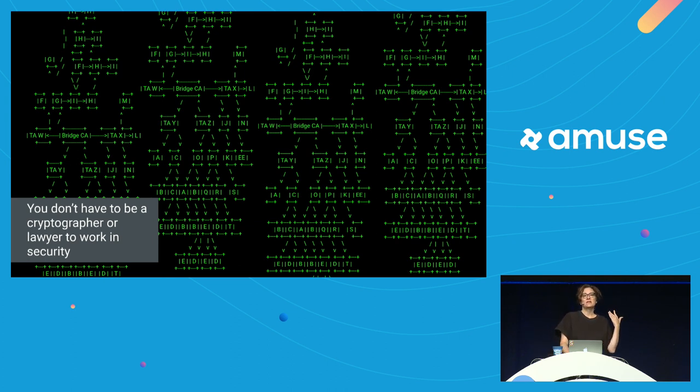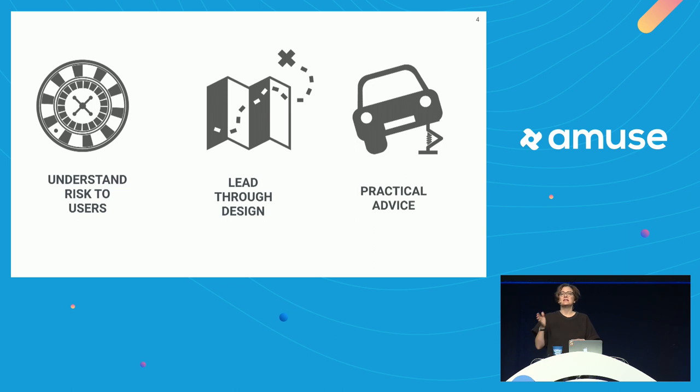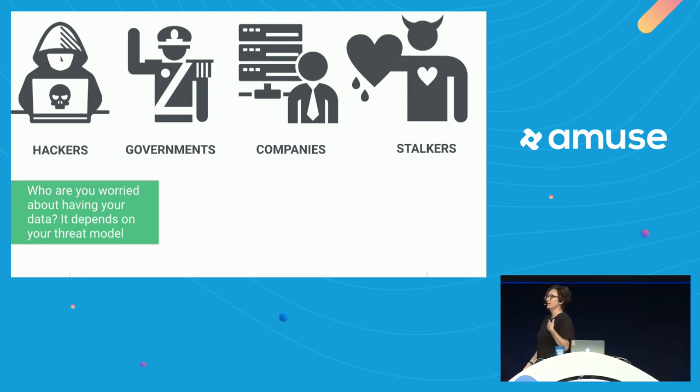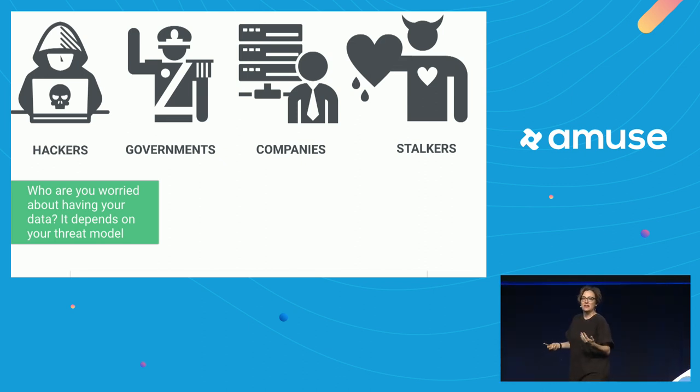So, approaching the problem of security from a UX point of view, there are three sections to this talk that I would like to talk you through. The first is just understanding the risk to users. In security speak, we talk about what's your threat model. Who are you worried about having your data? Generally speaking, there are four main groups of adversaries that people are concerned about, and which one you're worried about really depends on the context.